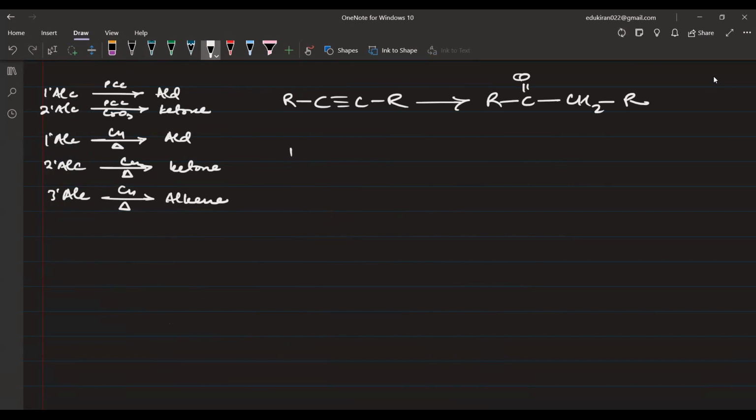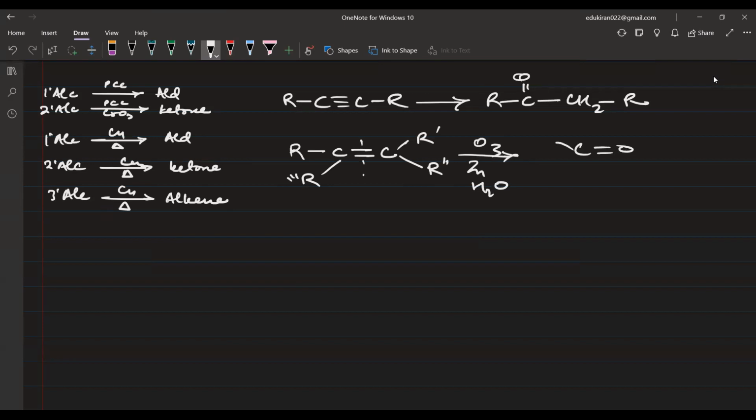Then you have alkene. If you have R, C, some other R, double bond C, R dash and R double dash, in this case, O3 in the first step and zinc, H2O in the second step. Both of these bonds break and you get carbon double bond O, with whatever groups are attached here, and oxygen and carbon double bond, with whatever groups are attached there, as they are.